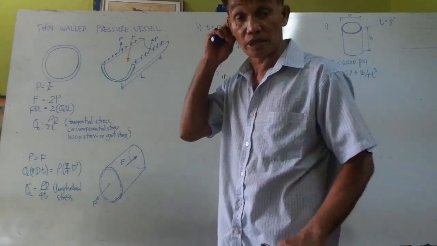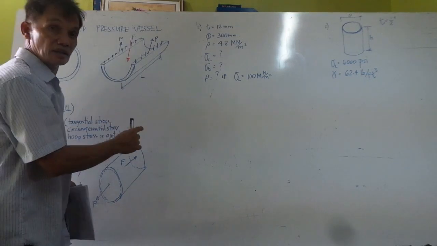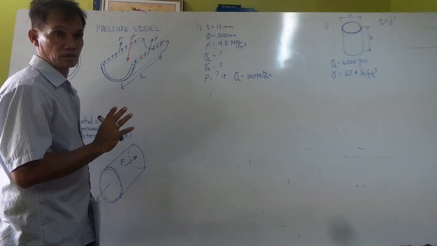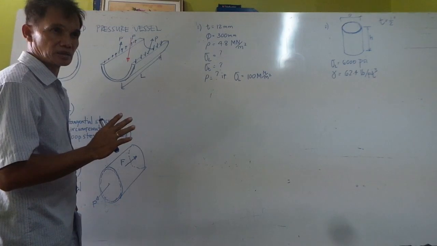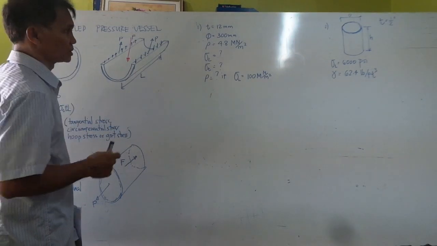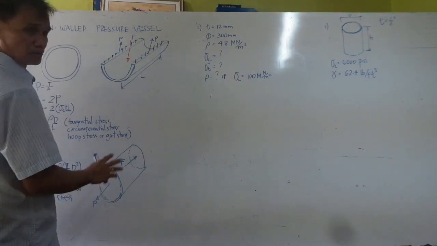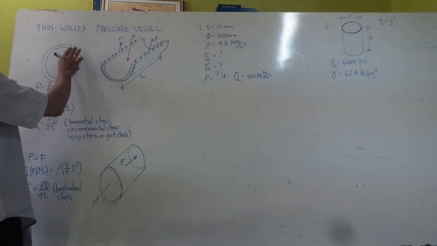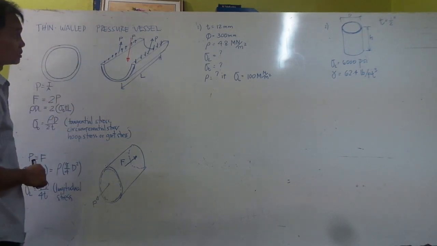Okay, we will now discuss thin-walled vessels. When we talk about thin-walled vessels, this is just a cylindrical tank subjected to pressure, either from gases or from fluids such as water, or any other liquid chemical. It can be cylindrical, circular or elliptical.